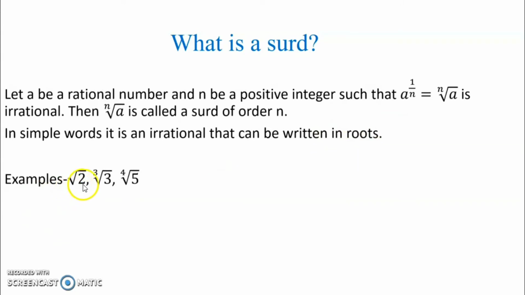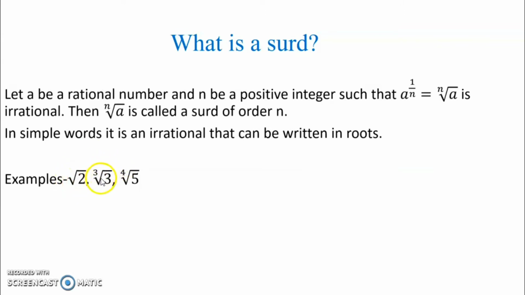So for example, root 2. Now number 2 is rational, but if you take the square root of 2, then it is no longer rational. It becomes irrational. So the square root of 2 is a surd. And what is the order? Since it is a square root, the order of this surd will be 2.